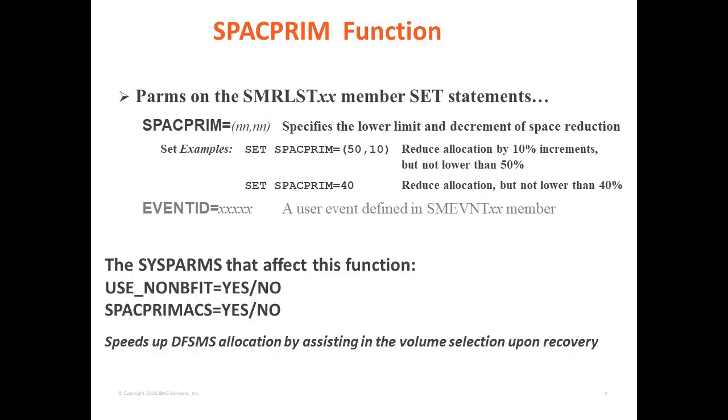The global keyword of SPACPRIMX will ignore the reduction percentage in the SPACPRIM rule for the SMS managed datasets and adjust the primary to fit on the available space in the DF-SMS storage pools. The default value is yes.